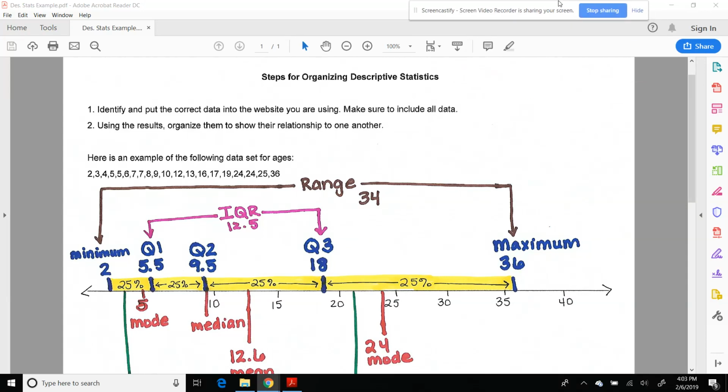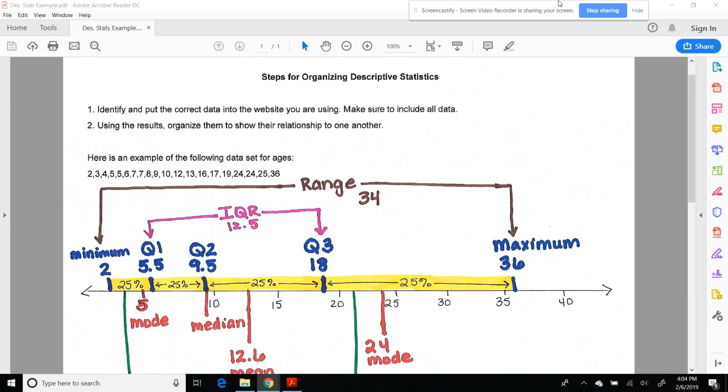Hi, I'm going to make a quick video about the importance of understanding the data once you've got it either from your calculator or from the website. So what I've done right now is I've been given a data set, I put it into the website, and I got back all the statistics that I needed to get.